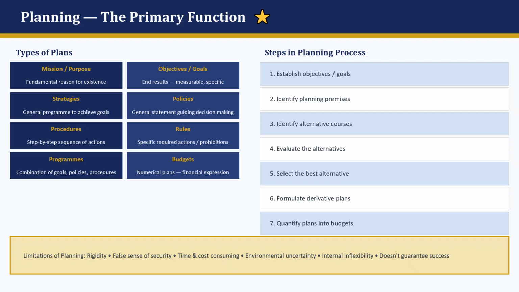The planning process involves several steps: establishing objectives, identifying planning premises, identifying alternative courses of action, evaluating these alternatives, selecting the best alternative, formulating derivative plans, and finally quantifying plans into budgets. However, planning has limitations such as rigidity, false sense of security, high cost and time consumption, environmental uncertainty, and internal inflexibility. And it does not guarantee success.